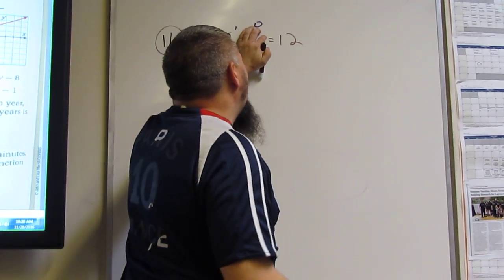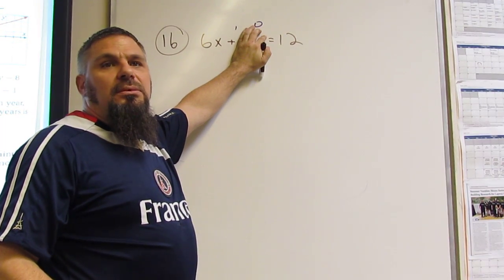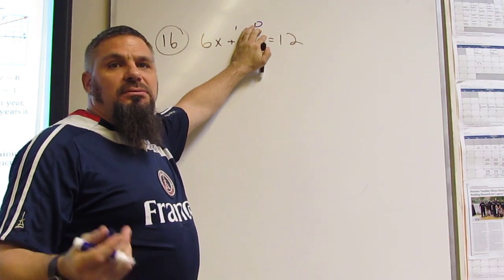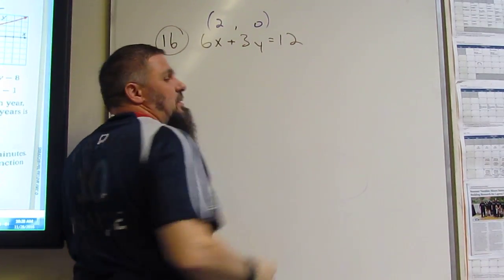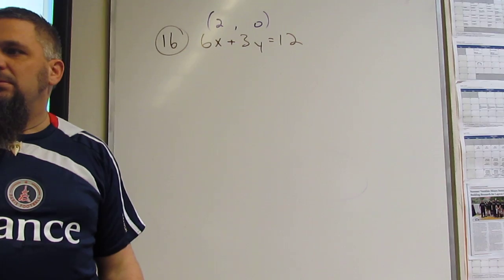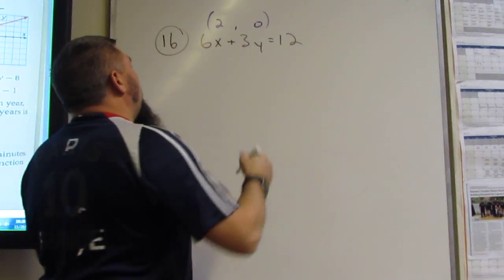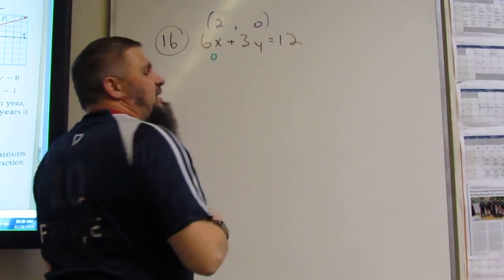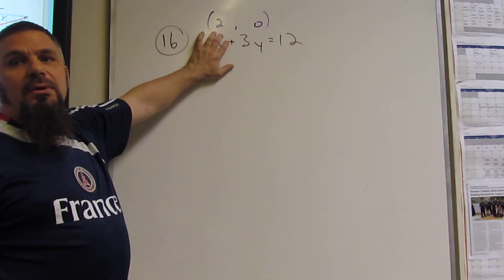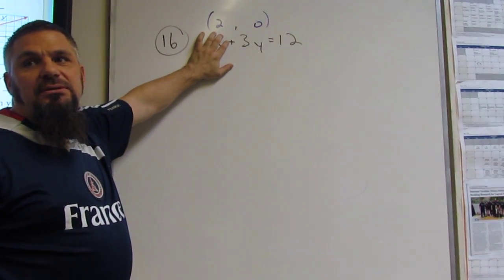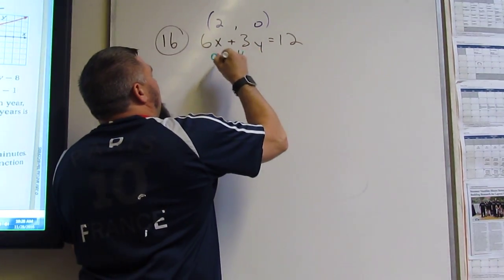I cover it up. 6 times what is 12? 2. So the x-intercept is 2. Okay? If I want to know the y-intercept, I plug in a 0 for x. That means I cover this up. 3 times what is 12? 4. The y-intercept is 4.